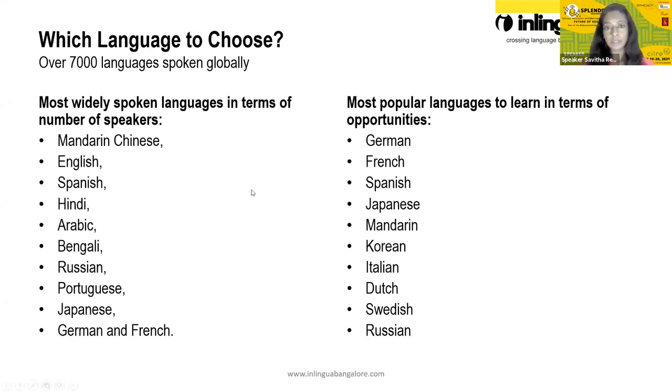Now, coming to the popular languages in terms of opportunities globally, the top languages are German, French, Spanish, Japanese, Mandarin, Korean, Italian, Dutch, Swedish, Russian. There are a lot of job opportunities available for people who speak German, French, and Spanish. So these are some of the top popular languages for different people in India, for students looking for jobs or going abroad for higher education or looking at learning a new language. So I think these are the top languages that they can look at learning. Next slide, please.